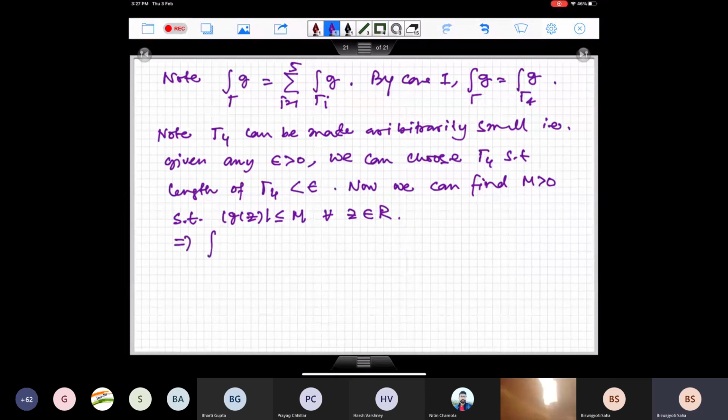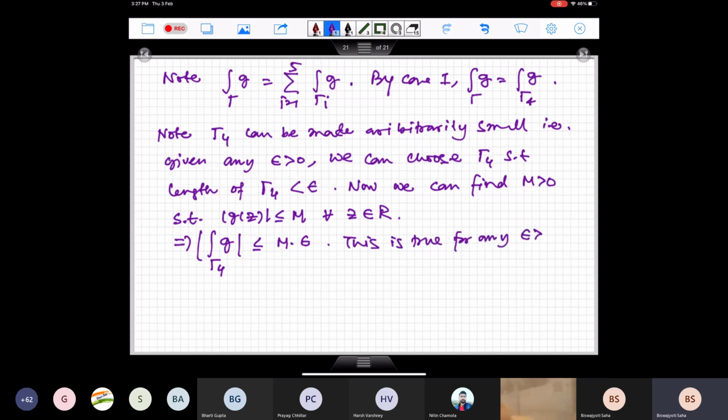That implies the integral of g over gamma 4 is in absolute value less than or equal to M times epsilon. And this is true for any epsilon positive, since I can take smaller and smaller length for this gamma 4. So this implies the integral over gamma 4 of g is equal to 0, and that will imply the integral of g over gamma is equal to 0. All of you agree to this?